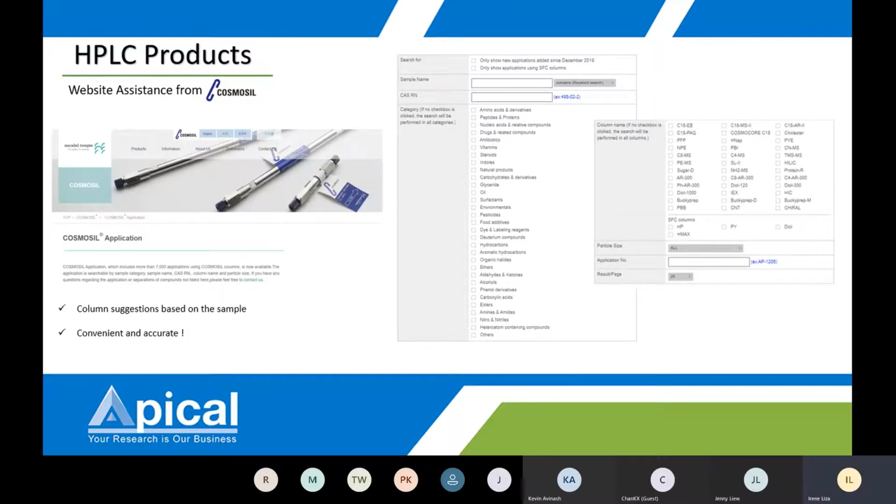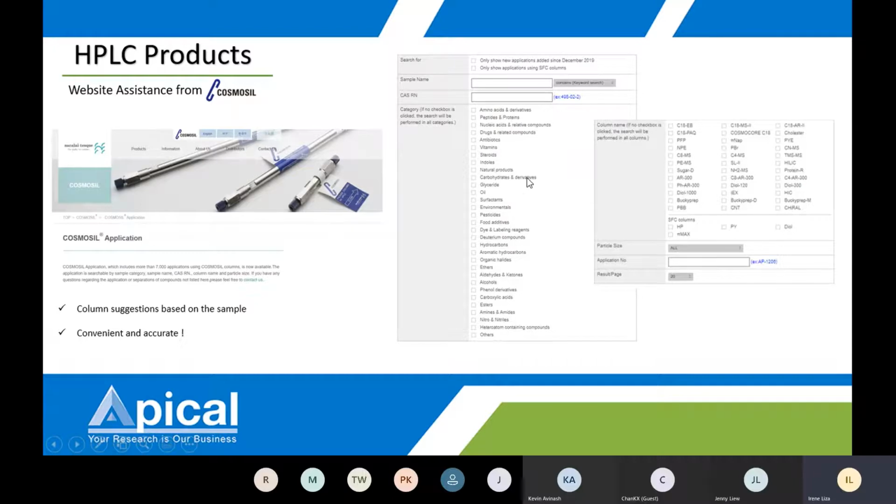So Cosmosil also has the advantage whereby you can get truly good web assistance from the Cosmosil web page. All you have to do is get into the Cosmosil web page, and you can see Cosmosil application. Under this Cosmosil application, you have what are you searching for? Do you want to search for what type of columns you need? You just have to type in your sample name and what kind of analysis you want to do.